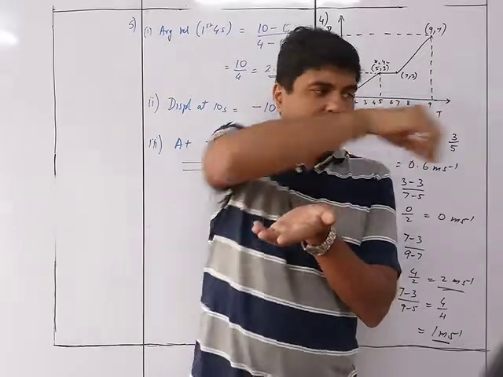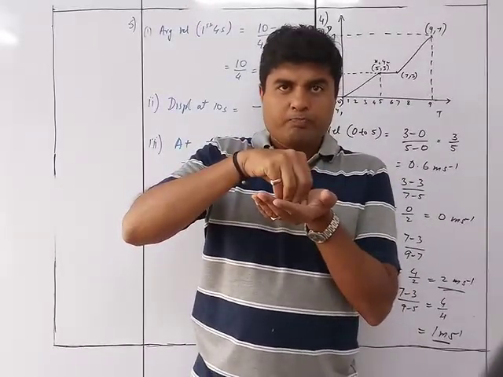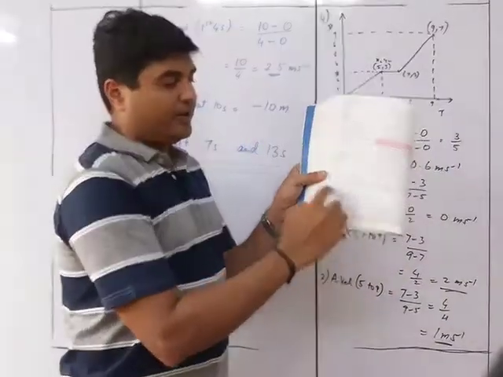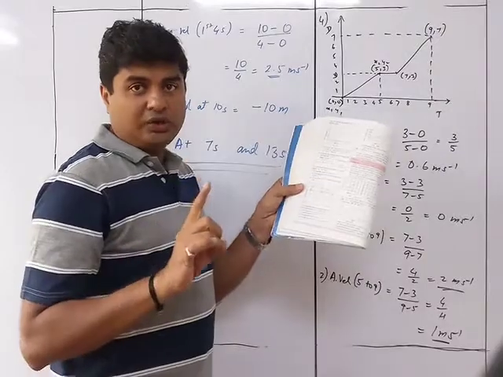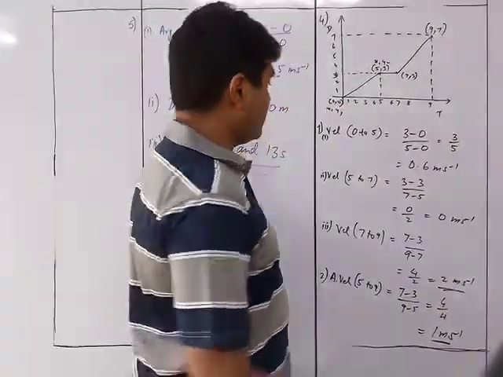He started from 0, reached here in 7 seconds, and reached back here in 13 seconds. Got it? So that is what the graph is representing over here. The graph over here represents this kind of a motion of the cyclist. Let's see the next one. Question number 6.